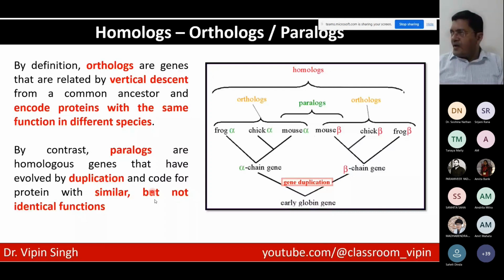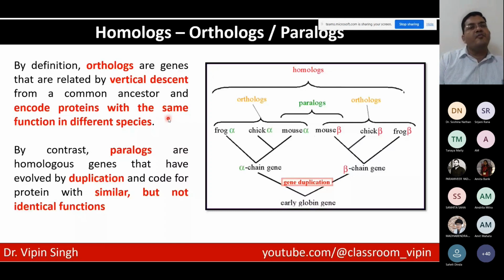One important thing to notice is that homology is either there or it is not there. Homology is not quantifiable. Similarity is something that you can quantify: 80% similar, 90% similar. The more similar they are, the more likely they are to be homologous. But you cannot say it is 60% homologous. You are either brothers or you're not brothers. So homology is either there or it is not there. That is something that you need to keep in mind.